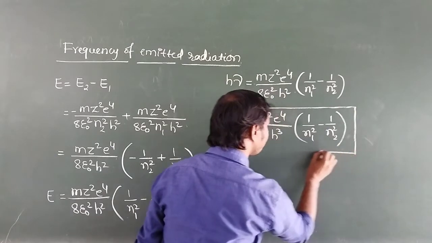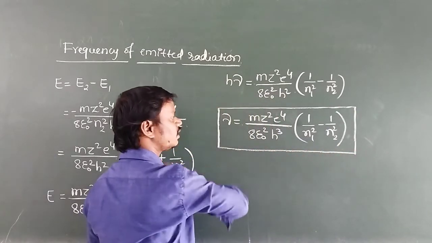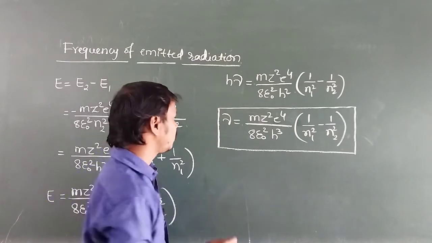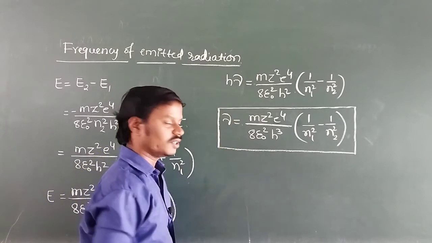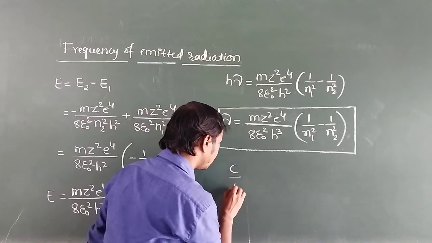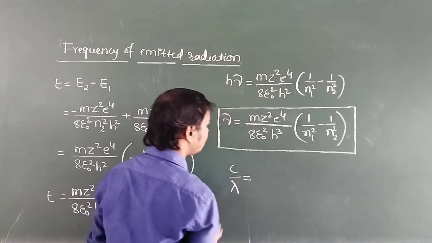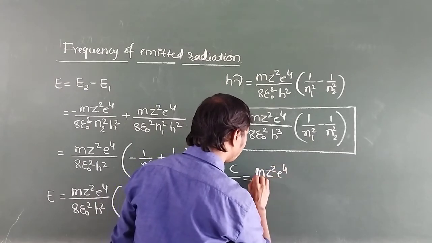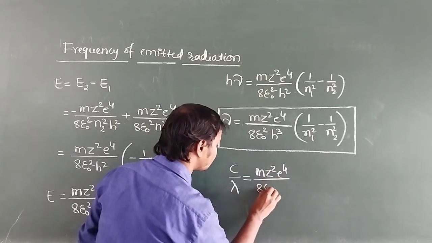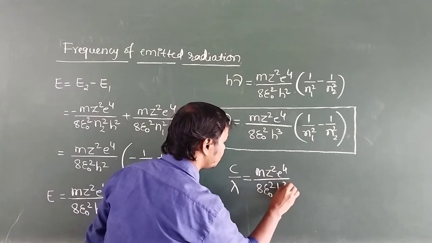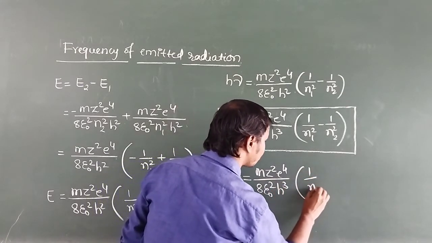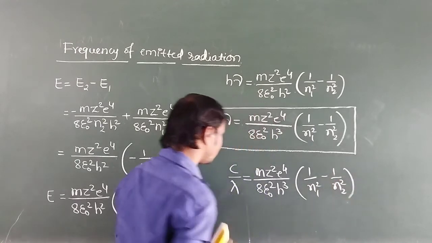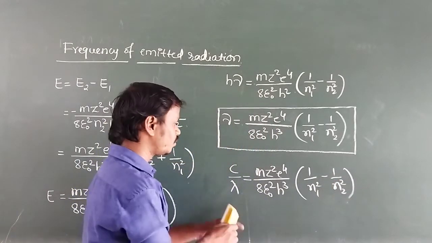This is the formula used to find the frequency of the emitted radiation. Then what is the formula used to find the wavelength of the emitted radiation? Frequency in terms of wavelength, that is c by lambda. c by lambda is equal to m z square e to the power of 4 divided by 8 epsilon naught square into h cube into 1 by n1 square minus 1 by n2 square. Now let us take this c to the right hand side, that comes to the denominator.